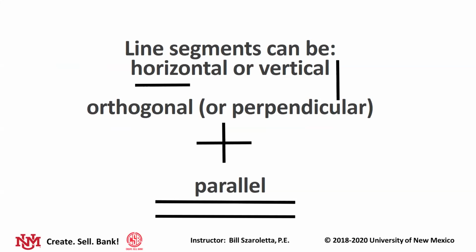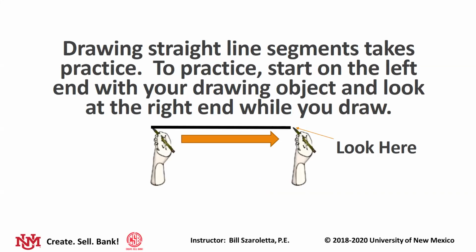They can be horizontal, like this one, or they can be vertical. You can draw two line segments in an orthogonal fashion where that angle right there is 90 degrees, or you can make them parallel. So being able to draw orthogonal lines and parallel lines is really important because those show up all the time. So drawing straight line segments takes practice.